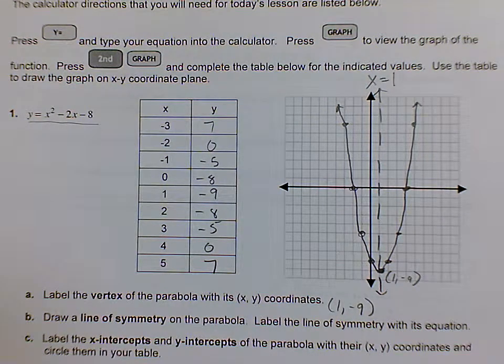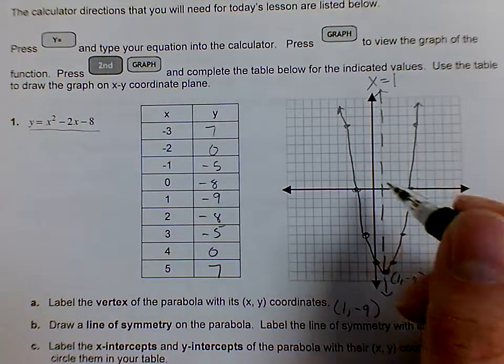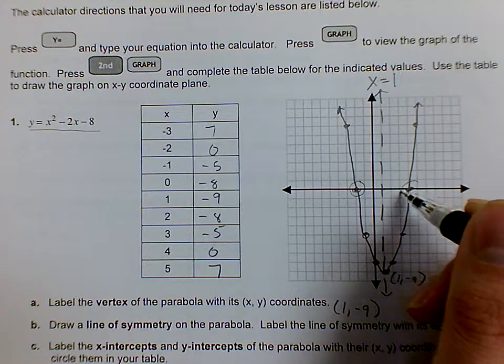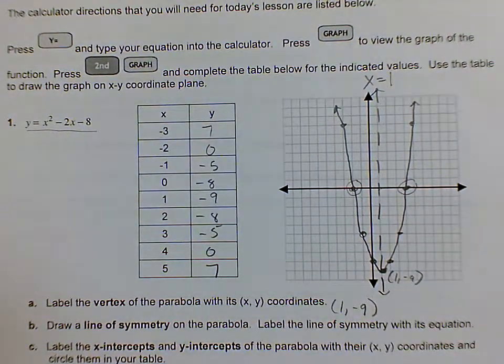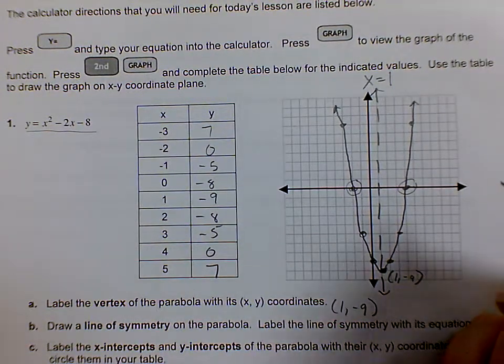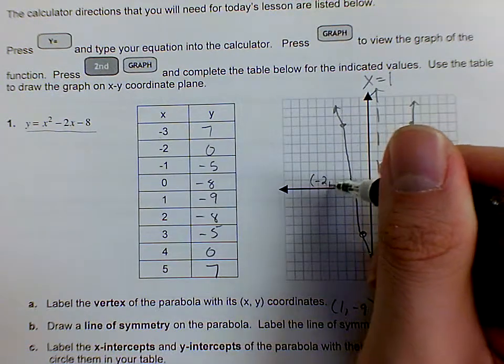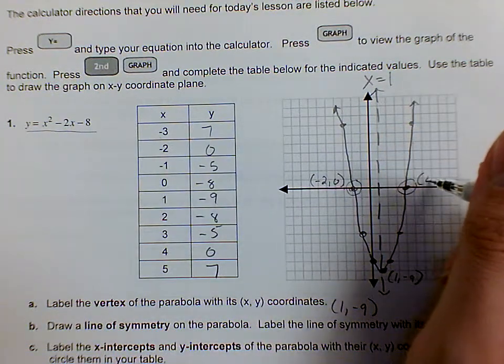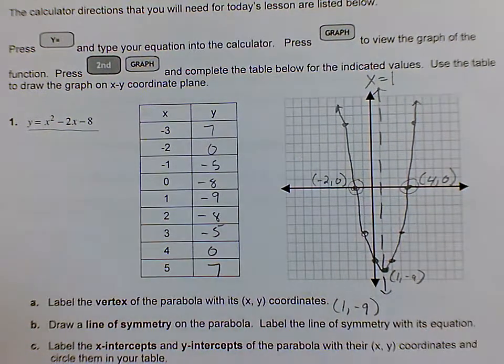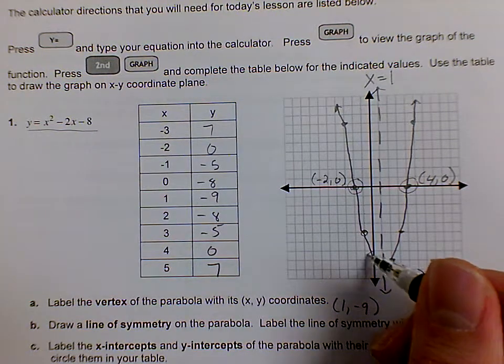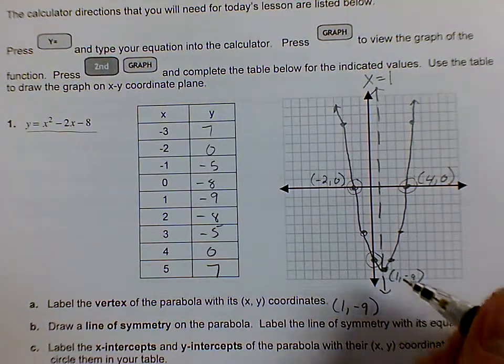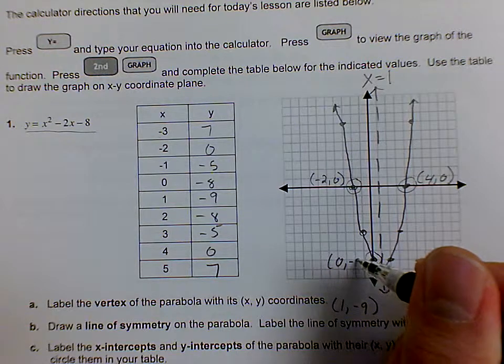Next thing we need is the x-intercepts. So remember, x-intercepts are where it passes through the x-axis. So we've got the x-intercept right there, right there. Usually there's 2, but not always. There could be 1 x-intercept, or there could be 0. And so those coordinate points are -2, 0, and 4, 0. We also need to label the y-intercept. So the y-intercept is right here, and that's going to be 0, -8.